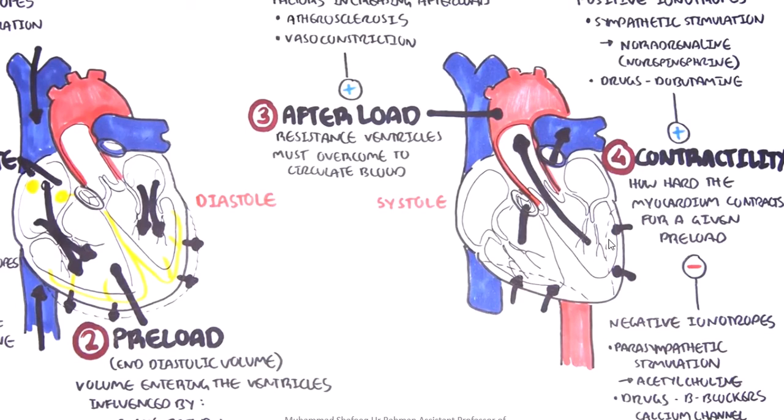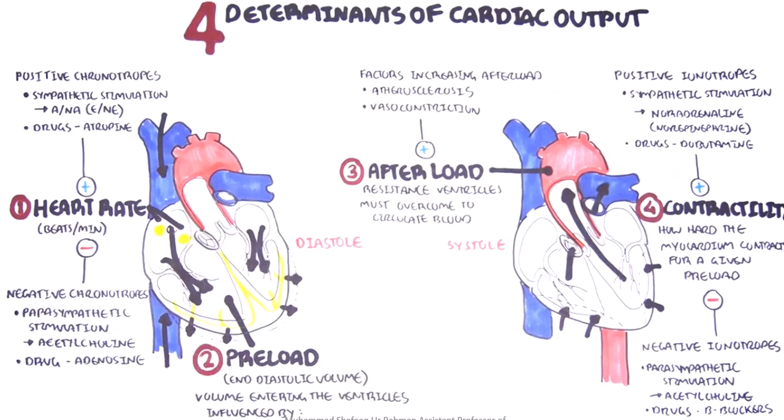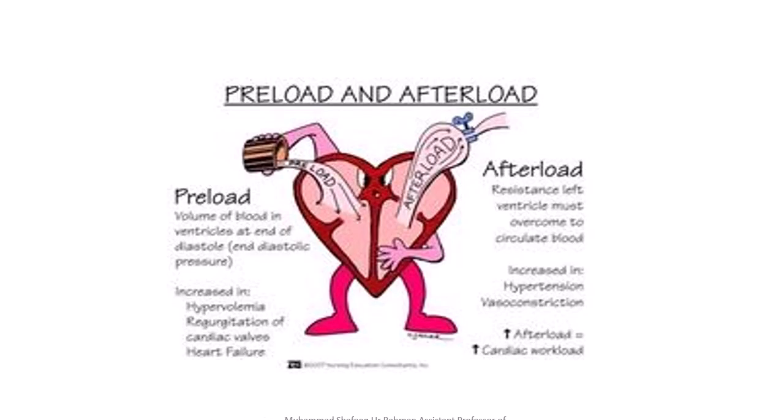The negative inotropes are influenced by parasympathetic stimulation, for example release of acetylcholine, some drugs, that is the beta blockers, and calcium channel blockers also affect the negative inotropes and decrease the contractility. It's a summary of all the factors which influence the cardiac output. That's the one shot analysis of the preload and afterload.